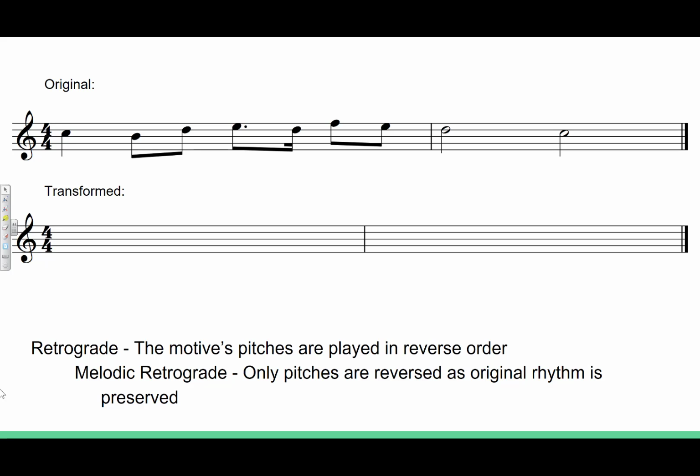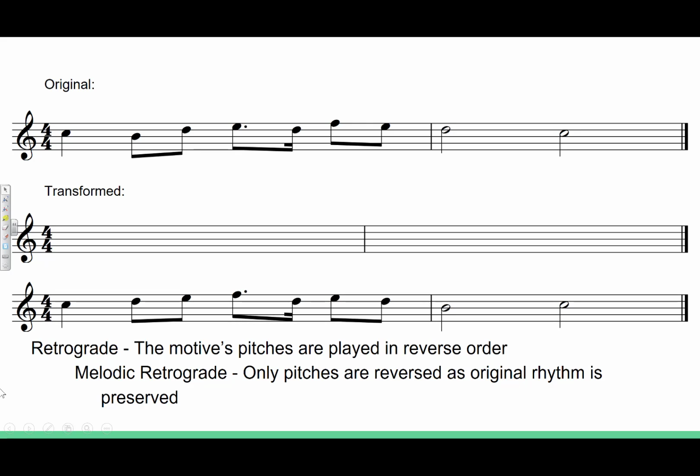Retrograde means that the motive's pitches are played in reverse order. We have what's called a melodic retrograde, where only the pitches are reversed, as the original rhythm is kept the same. Here is an example of what a melodic retrograde would look like when compared with this original melody. Notice the last two notes of the original melody are C and D. Those are the first two notes of the transformed melody, because in a melodic retrograde, only the pitches are reversed, and the rhythm is kept the same.